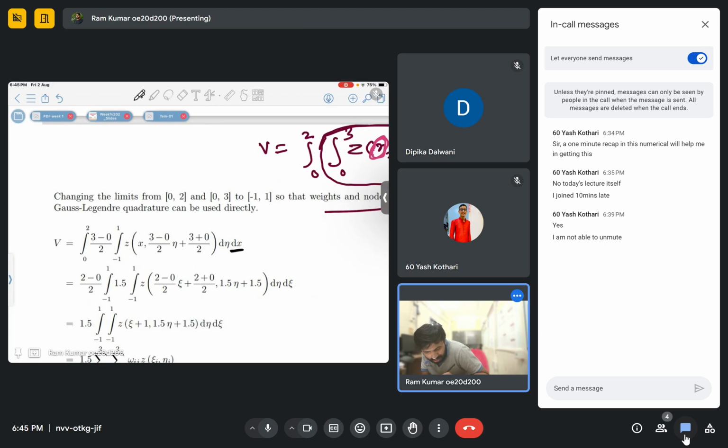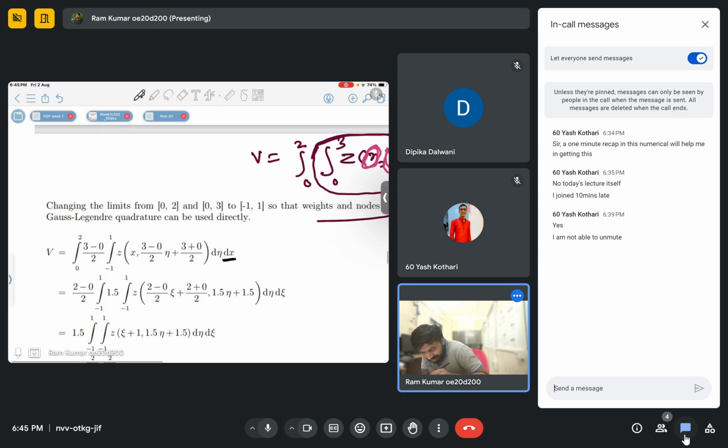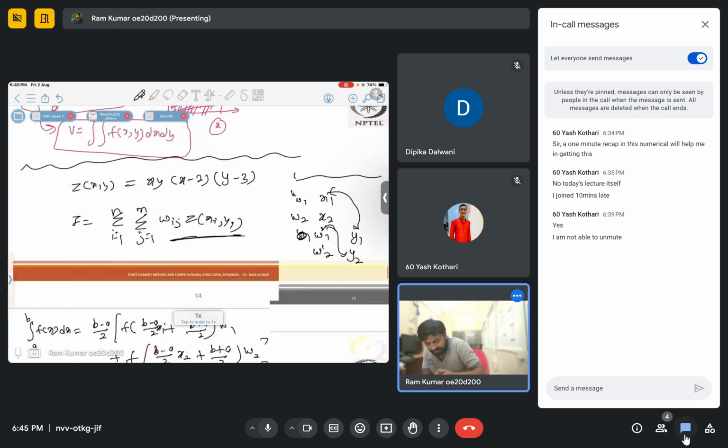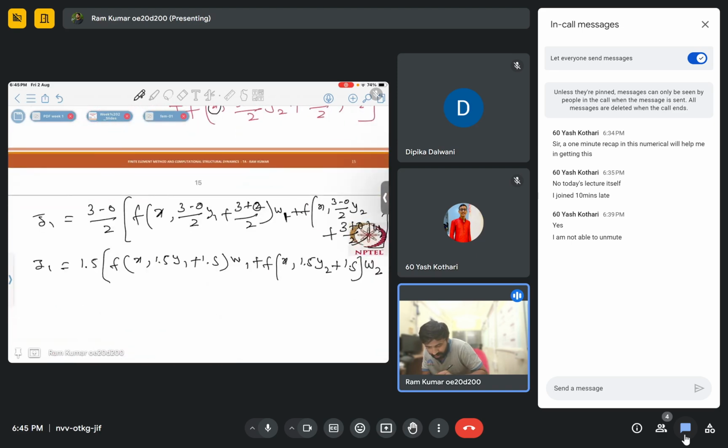So now, what I was saying: we are keeping this one constant, and we are converting the limit of dy to d eta. Only this limit we converted. Like the same, we wrote it like this. See, we got the same. 1.5 eta plus 1.5, into w1. So in simple form we can write I1 equal to 1.5 times the function of x comma 1.5 eta plus 1.5, and simply we can put eta. We will not put eta 1 or eta 2, it will be wi, like this.